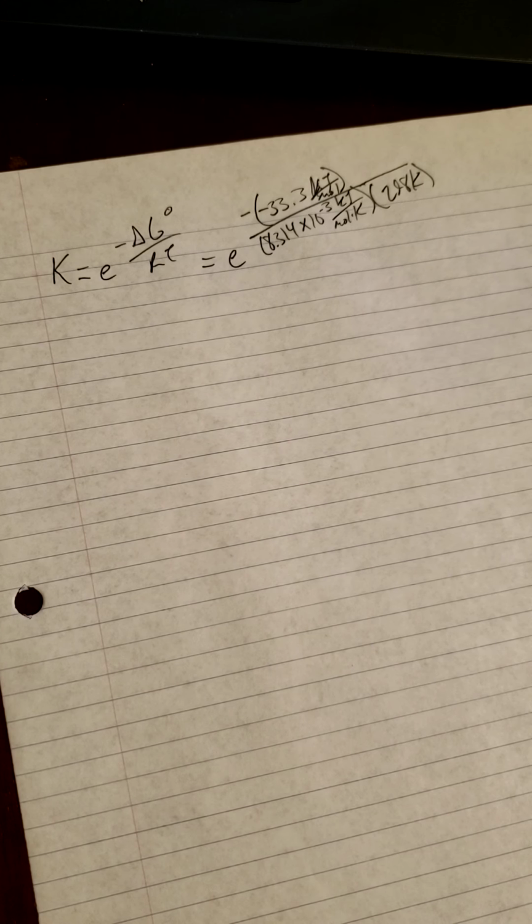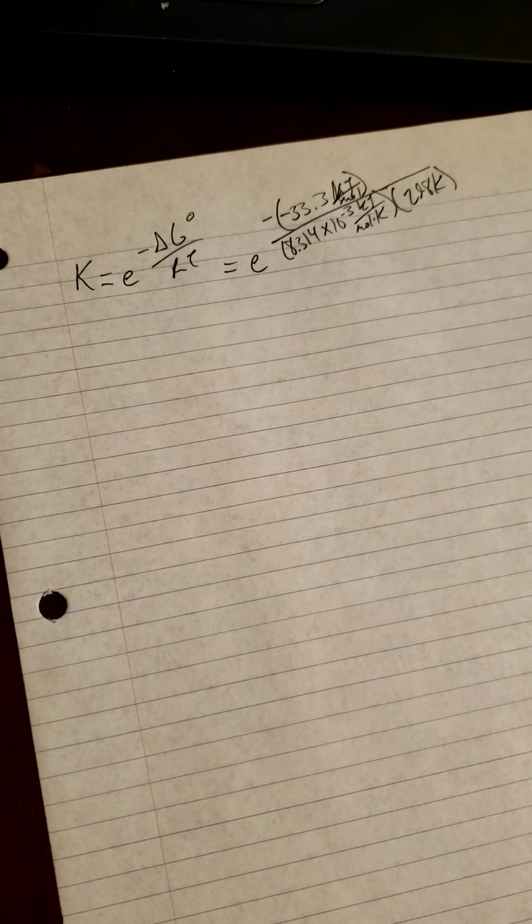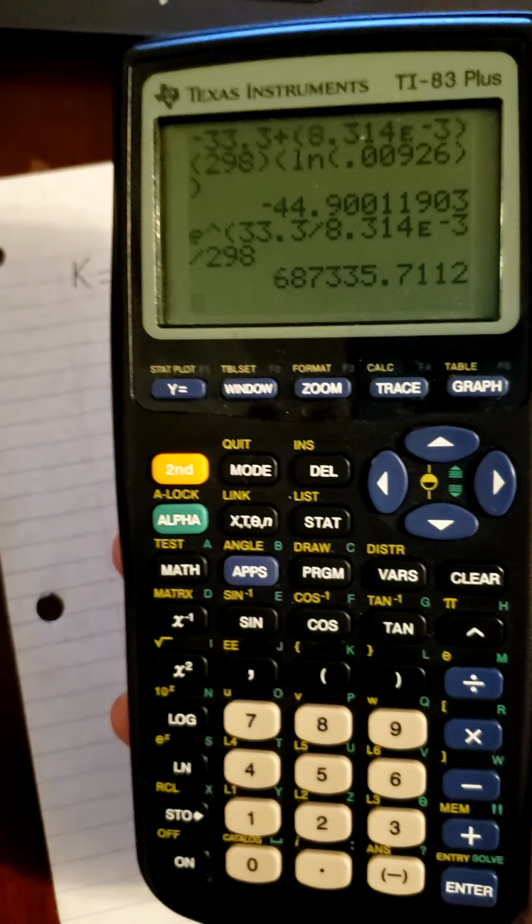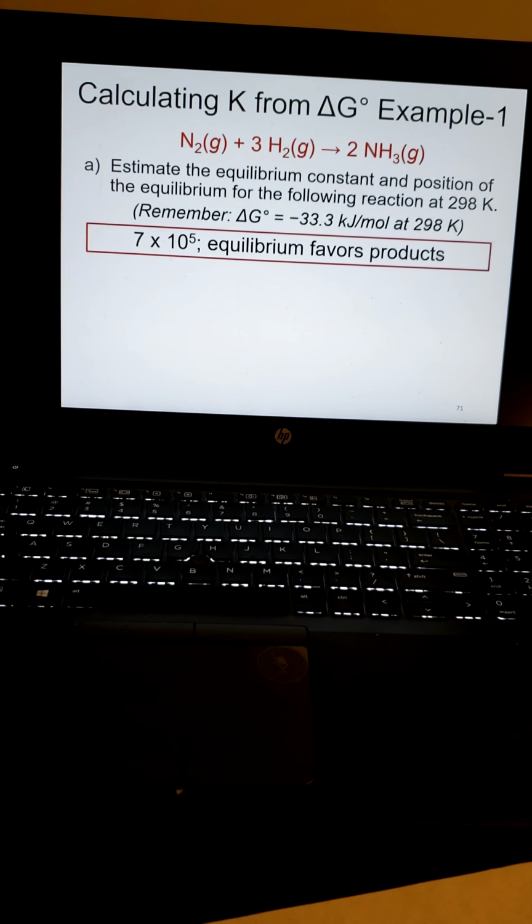And if we put that in our calculator, how do we do the e? Second natural log, so that gives you your e. A negative cancels, so it's just 33.3 divided by 8.314 e to the negative 3, divided by 298, and I get a big honking number, right? A big number. If we round that off to sig figs and try to make it a more rational looking number, we get that that's around 7 times 10 to the 5th. And the equilibrium absolutely favors the products.